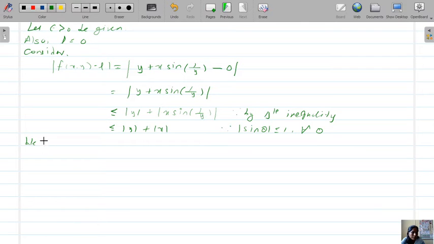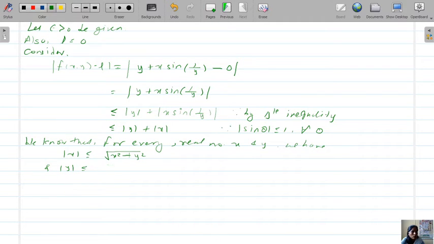We know that for every real number x and y, mod x is less than or equal to square root of x square plus y square, and mod y is also less than or equal to square root of x square plus y square, and therefore you can say that mod x plus mod y is less than or equal to 2 square root of x square plus y square.